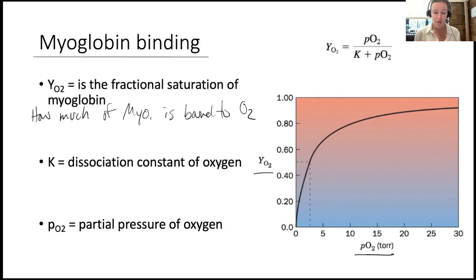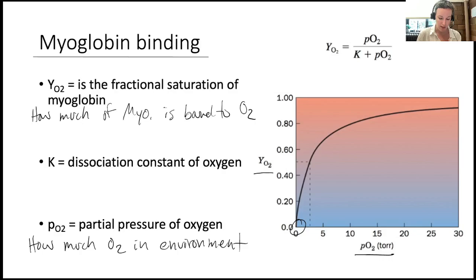Now on the x-axis, we have PO2, the partial pressure of oxygen. We can think of this as how much O2 in the environment. And if you study the curve, you can see that as we go from less to more oxygen, myoglobin very quickly seems to bind. I would say within the first 10 torr on this graph, we see 80% of the myoglobin is bound, which means that myoglobin must be pretty good at binding.